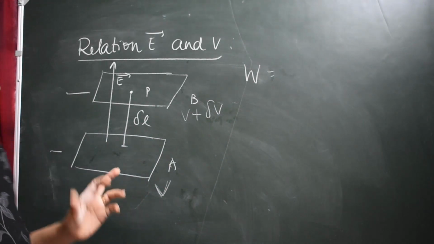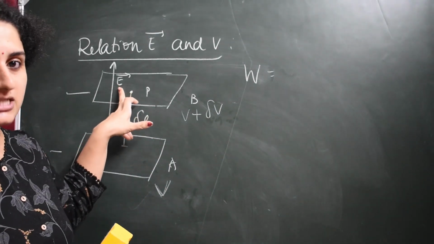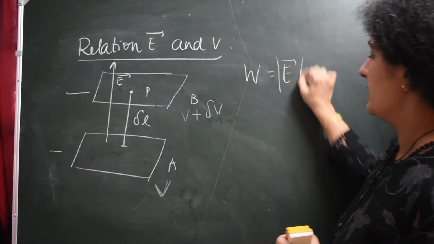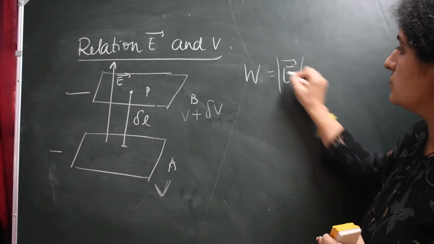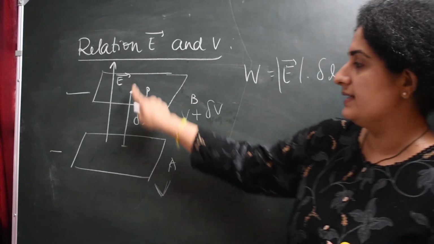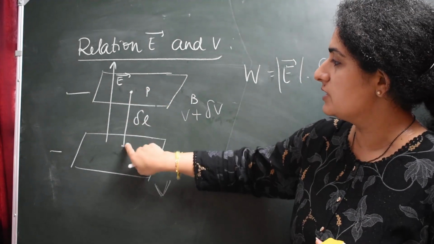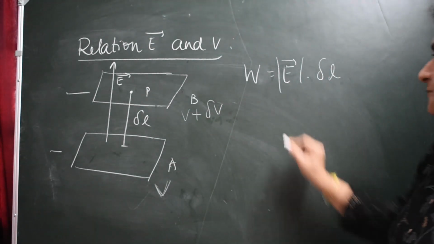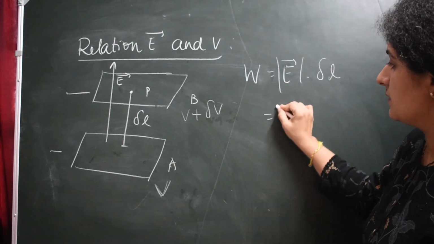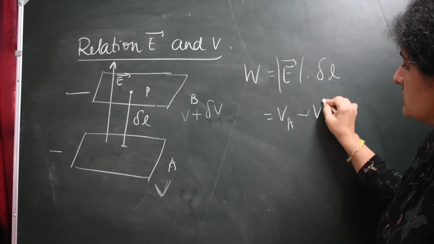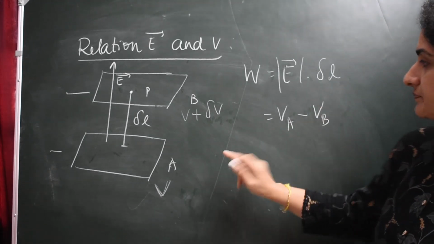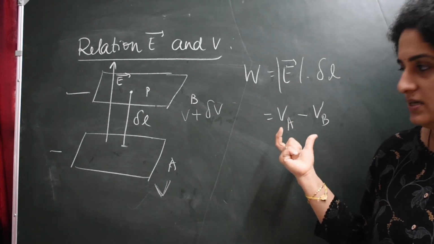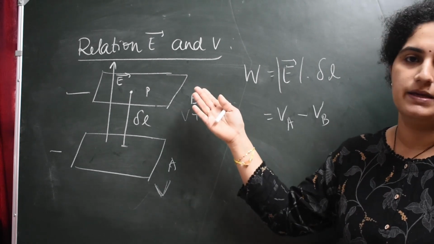So that work done, as we have studied, is nothing but force into displacement. Here force is considered as what? Electric field. So E into delta L, magnitude we will consider. Delta L is the distance. So in order to move from here to here, you are moving against the direction of the electric field. So this will be equal to VA minus VB. This work done is equal to the change in the potential between the surfaces A and B.